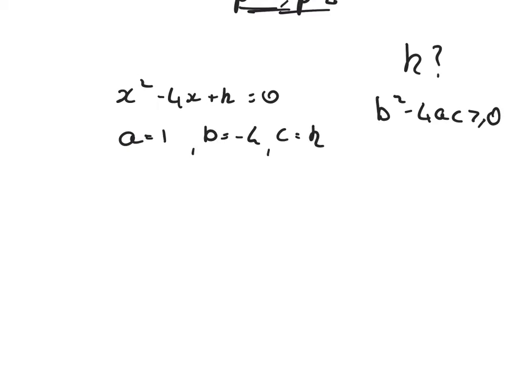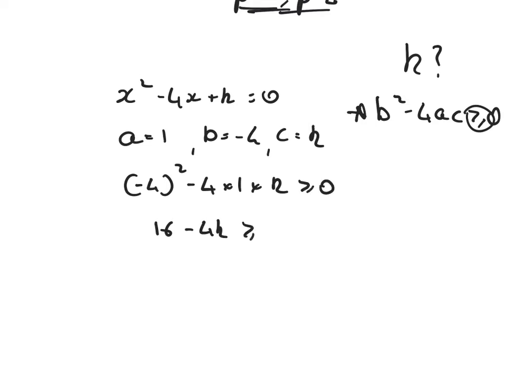Okay, so for what value of k does each equation have real roots? Real roots occurs when the discriminant is greater than or equal to 0. Okay, so minus 4 all squared minus 4 times 1 times k. So that will be 16 minus 4k is greater than or equal to 0. So minus 4k is greater than or equal to minus 16.